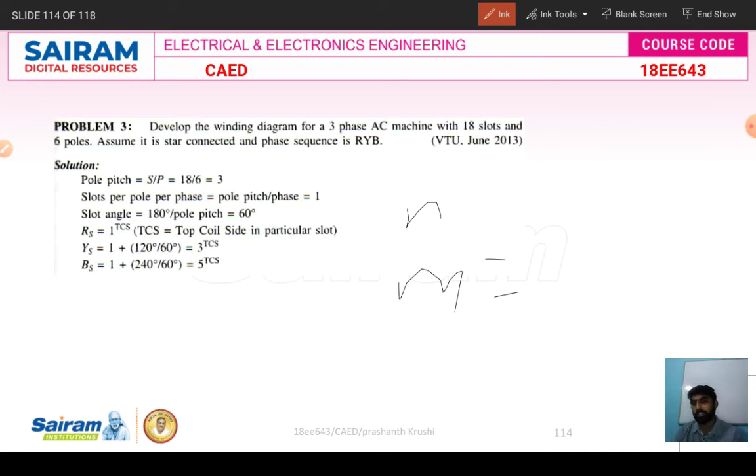So slot angle is 180 degree by pole pitch, 180 degree by N, right? Slot angle. So 180 degree by N is the angle between two adjacent slots. N is the pole pitch, so the slot angle is equal to 60 degree, we got. And RS is equal to 1 TCS, top coil side, in the particular slot. YS is 120 by 60, 3 TCS, and BS is 240 by 60 degree, 5 TCS.